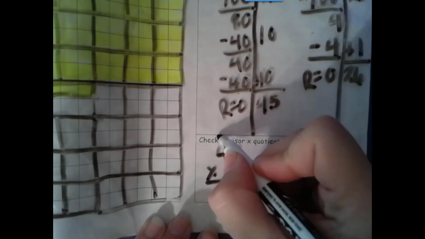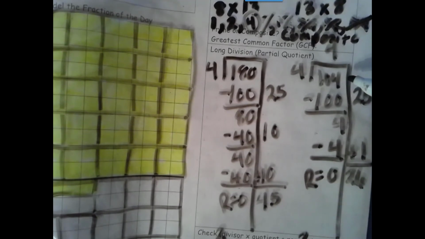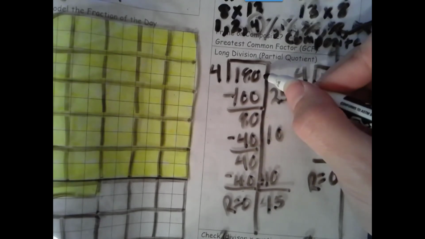4 groups of 5 is 20, so we put the 2 in the tens and the 0 in the ones because it's 2 tens. 4 groups of 4 tens is 16 tens plus 2 more tens is 18 tens. 4 groups of 6 ones is 24 ones, so the 2 in 20 goes in the tens place. 4 groups of 2 tens is 8 tens plus 2 more tens is 10 tens, or 100. Okay, 104, that matches our dividend up here, so that checks. 180, that matches our dividend up here, so that checks.